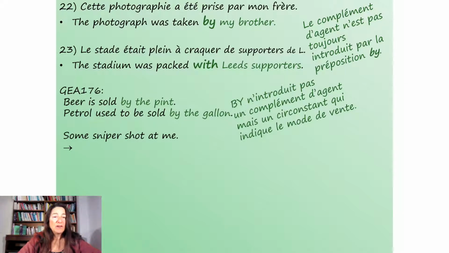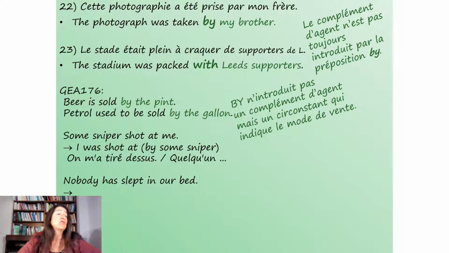Okay, so some sniper shot at me. Is this an active or a passive sentence? That's an active sentence. Can I turn it into a passive voice sentence? Well, yes, I was shot at. And again, I make sure anytime there's a preposition in the active voice sentence that I use that preposition again in the passive voice sentence. And then I can add the agent or not, by some sniper. What would the French be for that passive voice sentence? On m'a tiré dessus. Quelqu'un m'a tiré dessus. So these two options are possible.